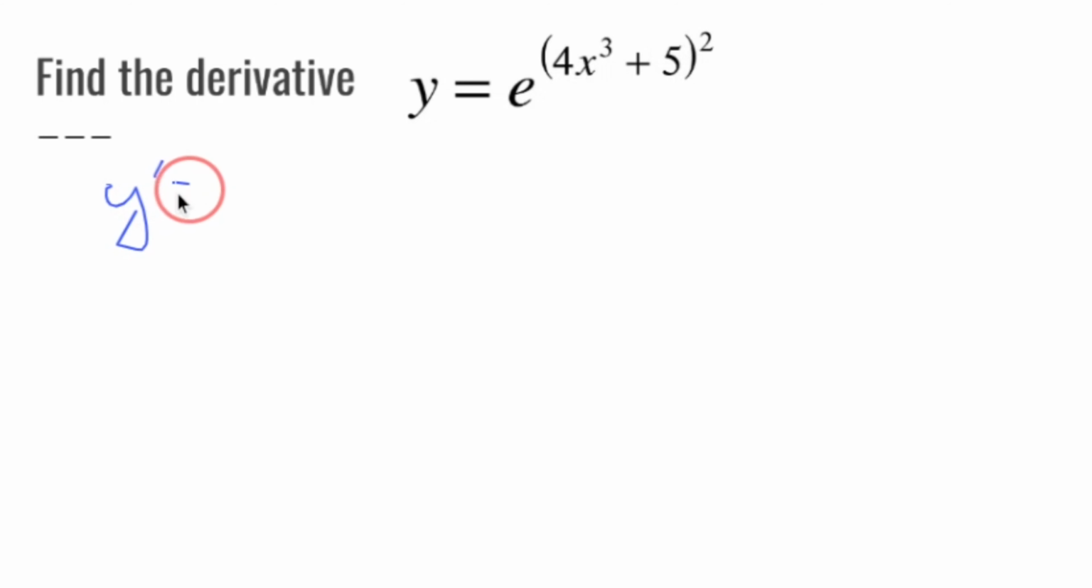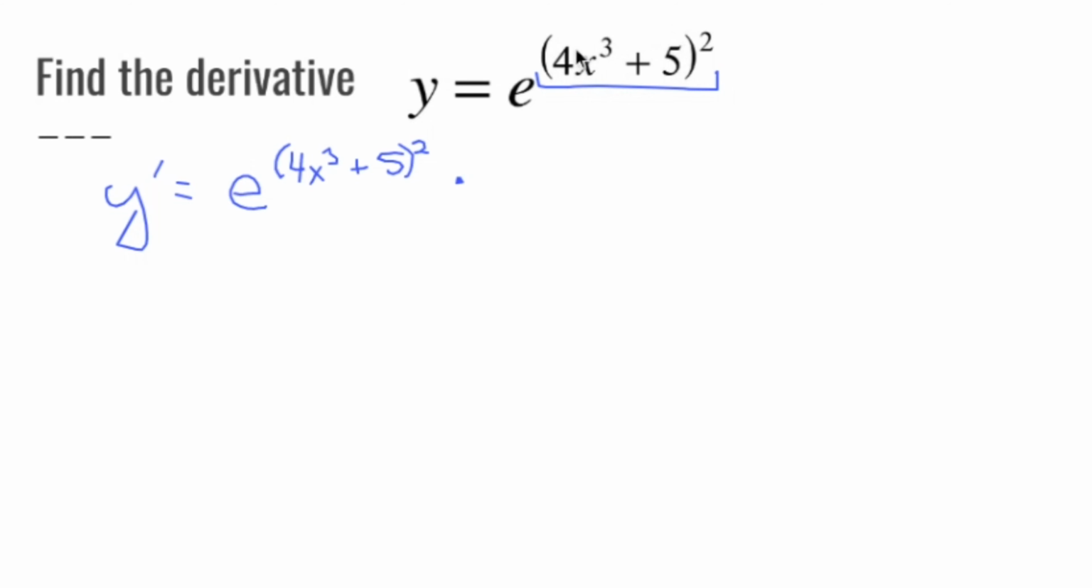You can't make me. So this is the inside stuff. E is on the outside. Chain rule says take the derivative of the outside, which is e. Keep the inside, which is 4x to the third plus 5 squared, but multiply everything by the derivative of the inside stuff. So this is the inside stuff. All of that I have to take the derivative of. So I'm multiplying e to the blah, blah, blah by the derivative of this, which also requires chain rule. So now I'm doing chain rule for this whole guy right here.